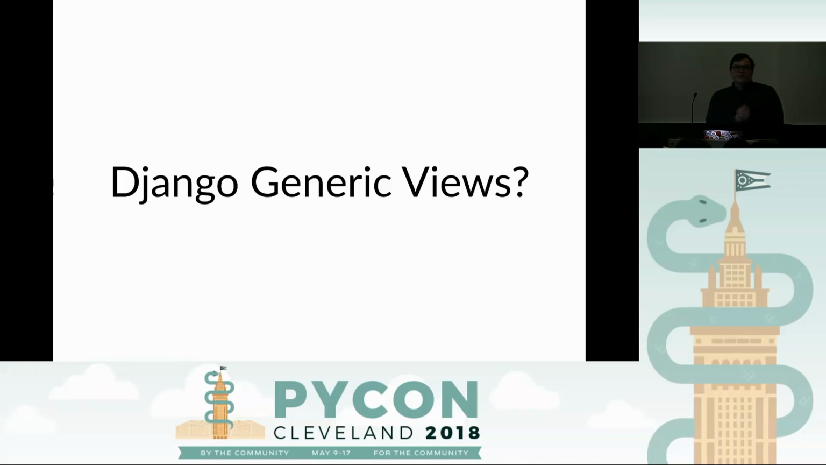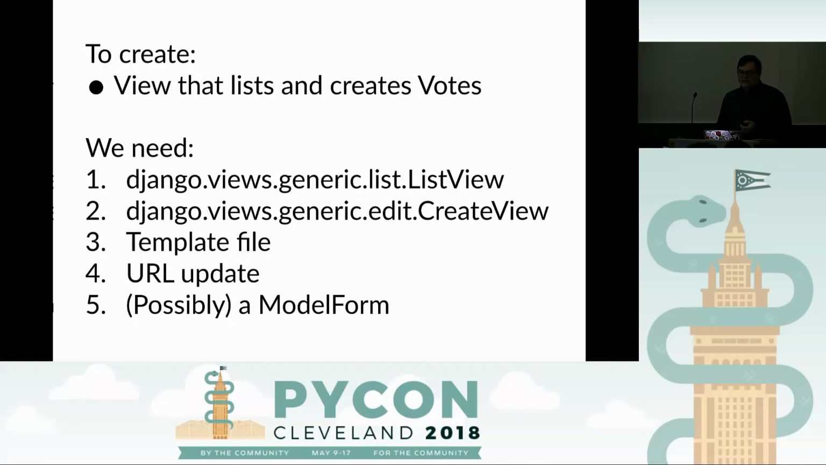You can do creation and updating. You can do listing and deleting. You can do all kinds of things with Django generic views on models. But Django views, the way they're written today, assume that you are rendering a web page. So if we wanted to create a view that lists and creates votes, we would probably need a Django views generic list view, a Django views generic edit create view, a template file, update the URLs, and probably a model form, because Django wants to have some sort of intermediate representation for taking things from the website and turning that into things that the database understands.